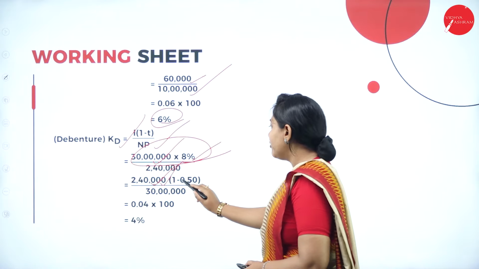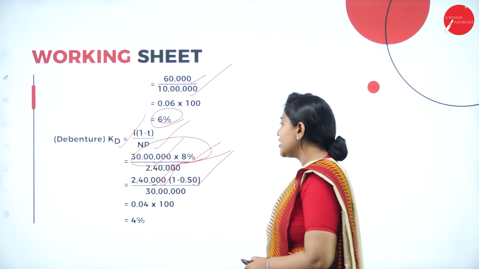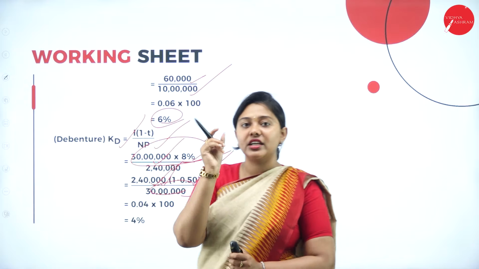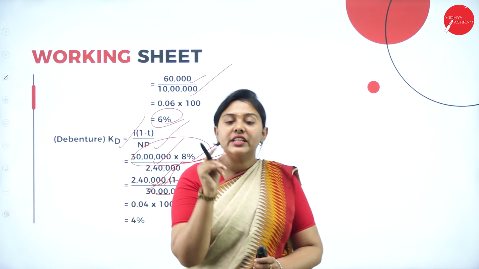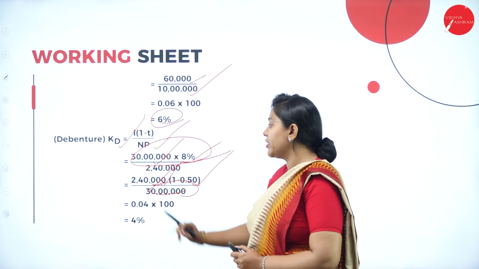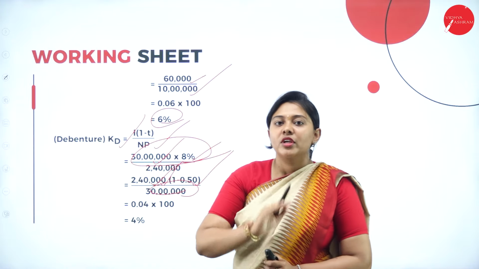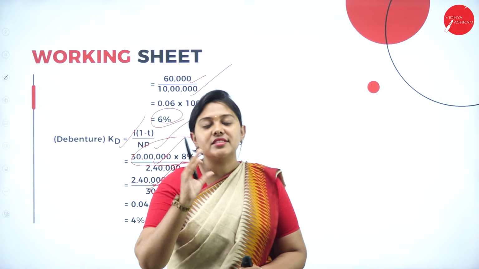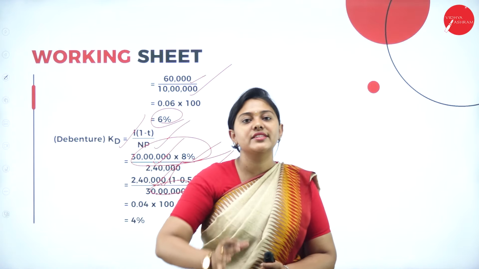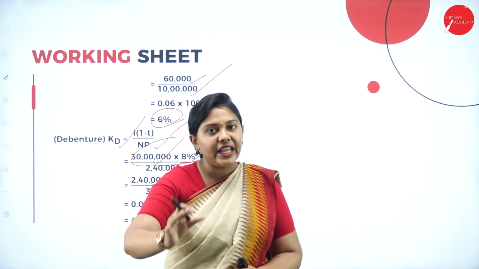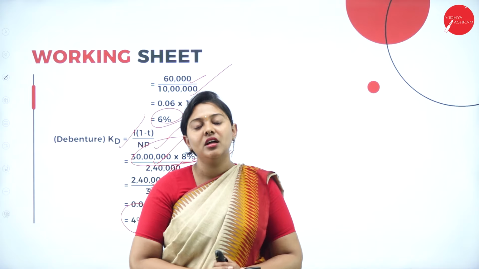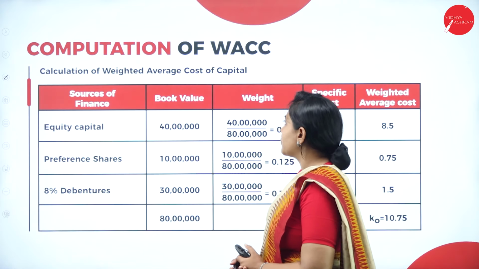So 2 lakh 40, 1 minus tax rate 0.50. The net proceeds is 30 lakh. Since we are taking 30 lakh, the whole amount, net proceeds will be 30 lakh. If we have taken 100 rupees for the calculation, interest rate will be 8 and the net proceeds will be 100. Since we are taking on 30 lakh, 30 lakh will be the net proceeds and your interest calculation also will be on the net proceeds. So if you similarly calculate, 4% is the cost of debenture.